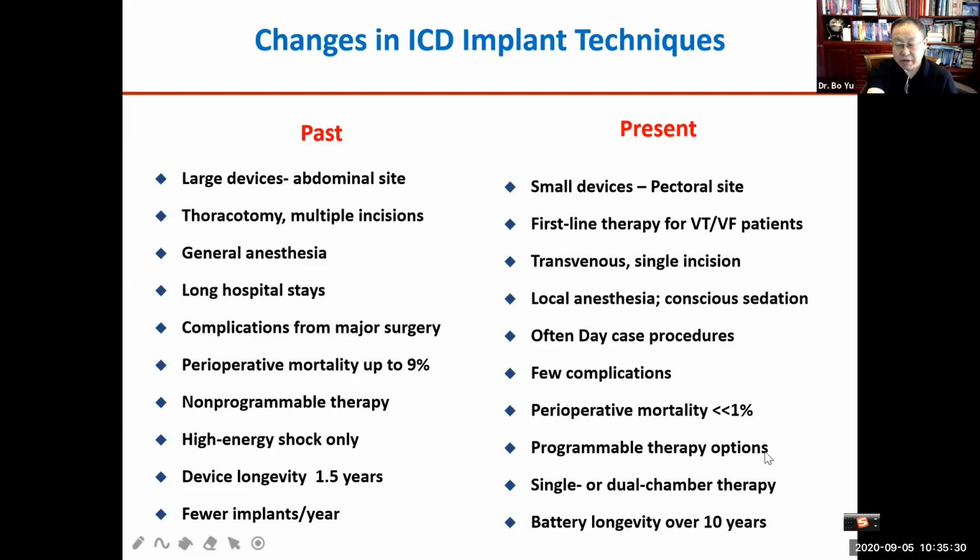And with programmable therapy options, you can program the patient with ATP, and actually give the patient painless treatment. And as for the single ICD choice, I think at this stage we have more data showing a single-chamber ICD may be better for most patients. A single coil, at least, may be better for most patients. And right now the ICD longevity is over 10 years. I think that's my talk for today.